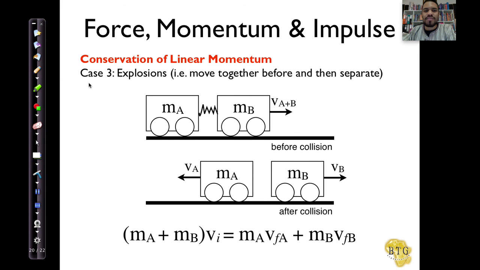And then case number 3 is explosions. They move together before and then they separate. So together before, the two masses are combined. That's why I have one mass. And then there's one velocity of V of A plus B. In other words, mass A plus mass B. Not V of A plus V of B. That's something else. And then at the end, they've got separate velocities. Okay, there's MV, MV, and therefore the momenta are calculated separately.